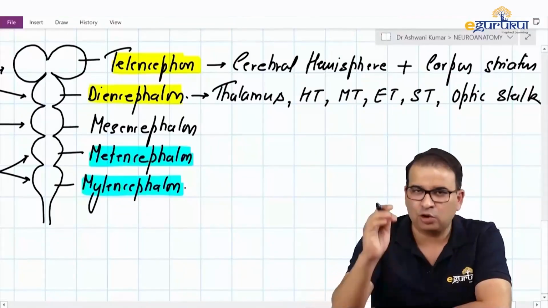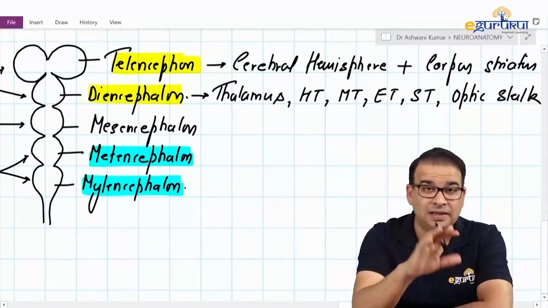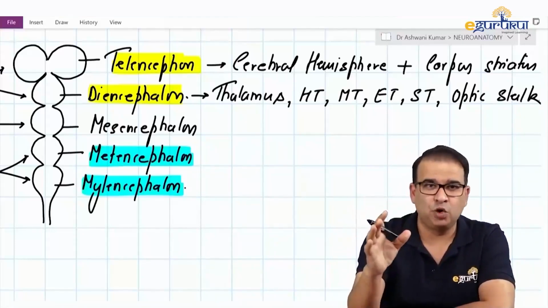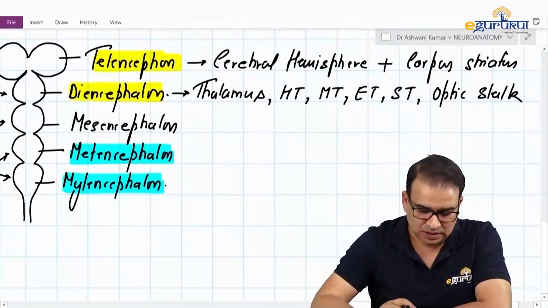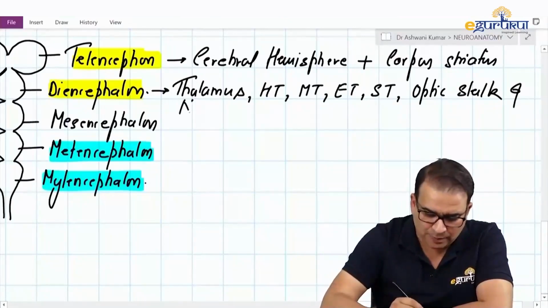Optic stalk, and as I said, what will optic stalk give rise to? It will give rise to optic nerve and retina. Retina also, remember that. If somebody asks you retina is derived from which part of neural tube, then you have to go with diencephalon in that. So optic stalk, and lastly also the neurohypophysis.